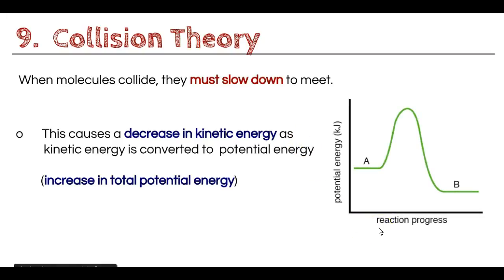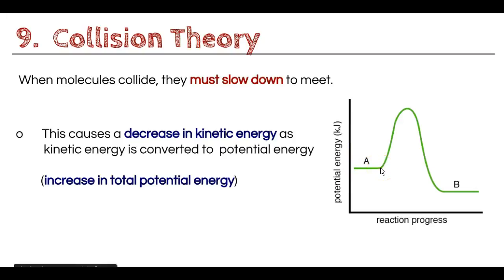And here is a nice graph to show this. We're going to be looking at a lot of graphs that look like this, so let's take a good look at the axes. On my vertical axis, I can see potential energy, in kilojoules. And on my horizontal axis, I can see the reaction progressing. At the beginning, at point A, I have my reactant species. So the reaction has not happened yet. The molecules have not yet collided.